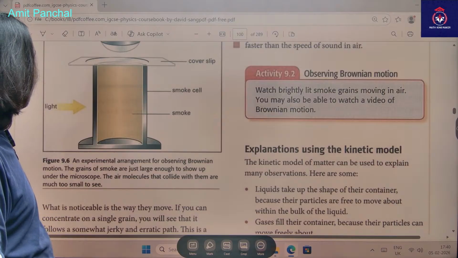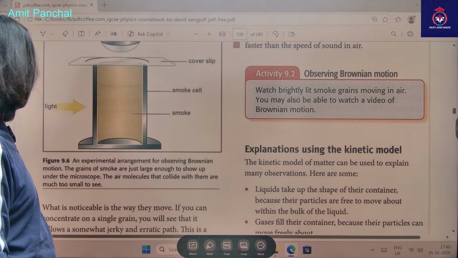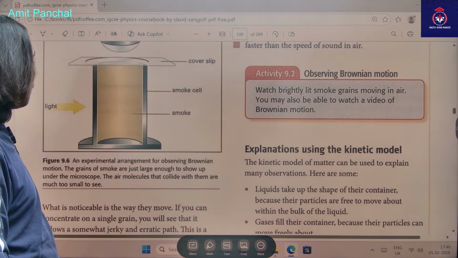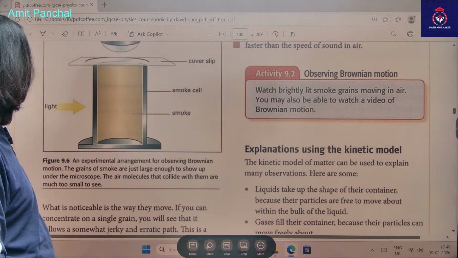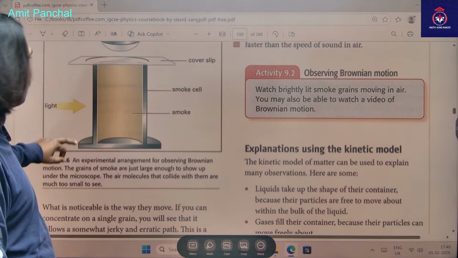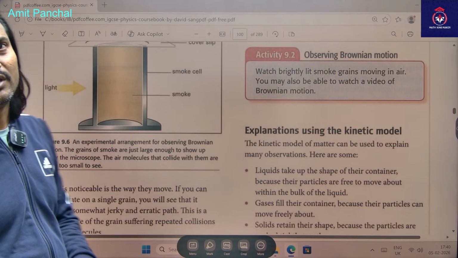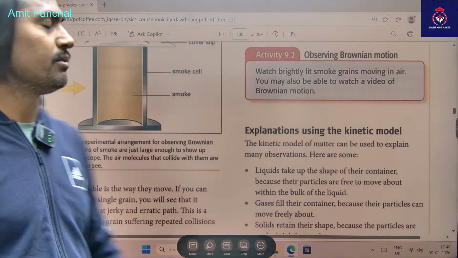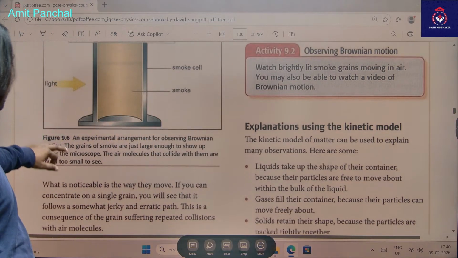An experiment arrangement for observing Brownian motion. The grains of smoke are just large enough to show up under the microscope. The air molecules that collide with them are much too small to see. So this is an experiment in which you can see the movement of the particles.